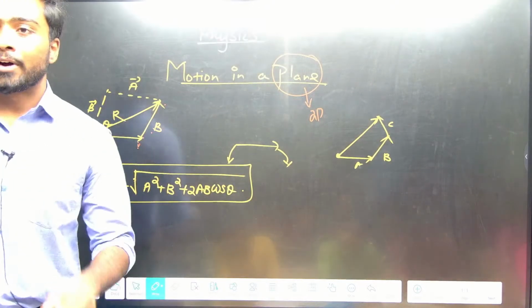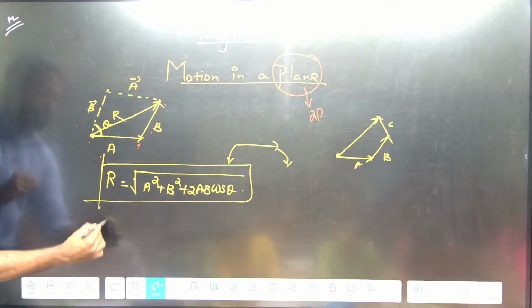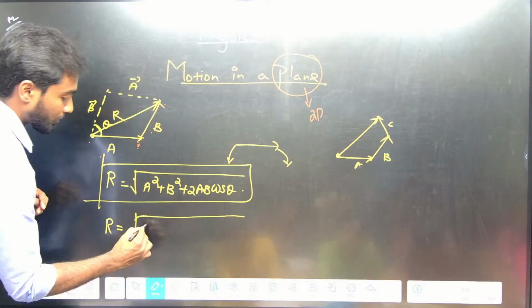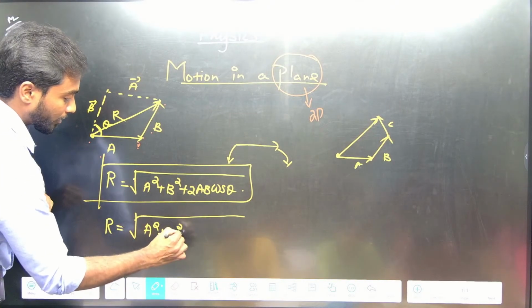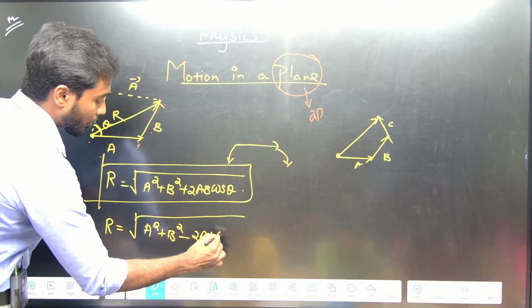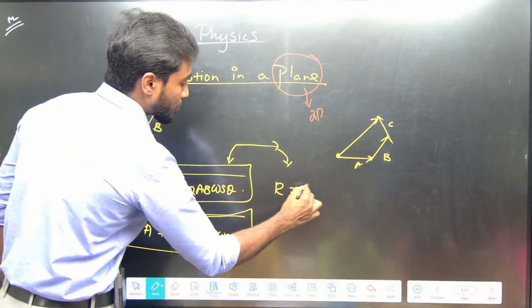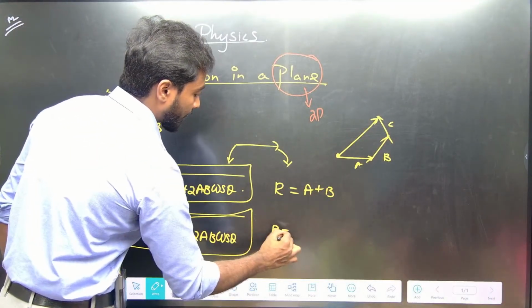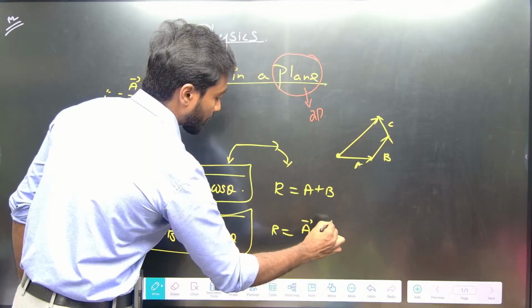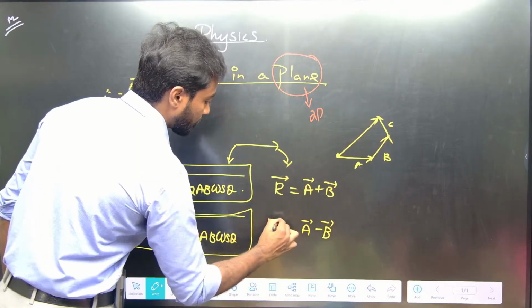For the difference of two vectors, the formula is R equals root over A square plus B square minus 2AB cos theta. This is for R equals A plus B, and this is for R equals A minus B. Everything is a vector.